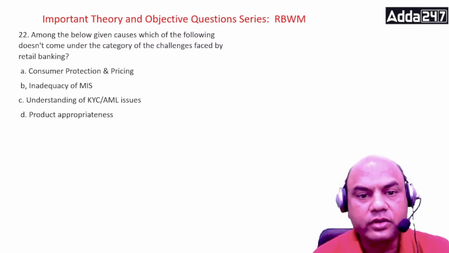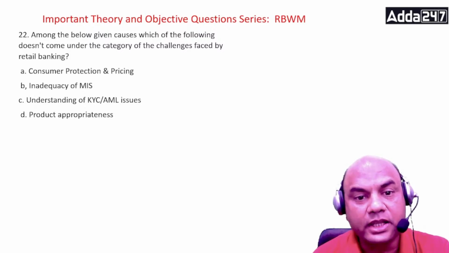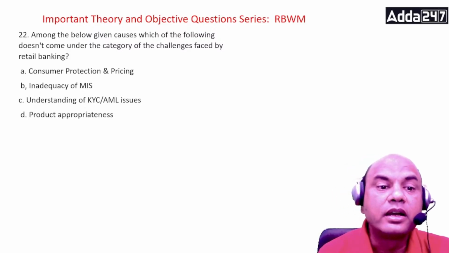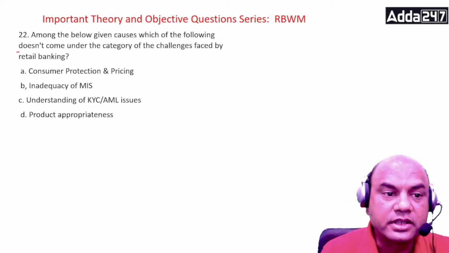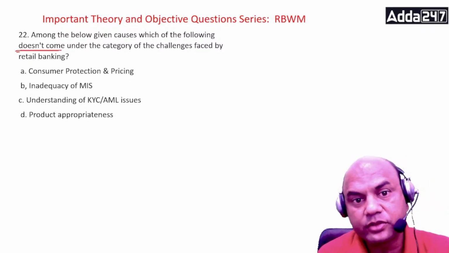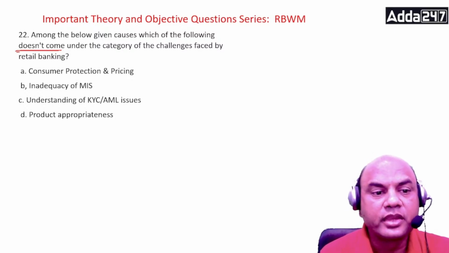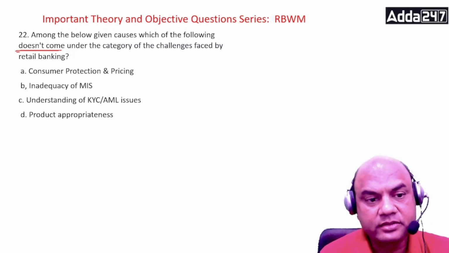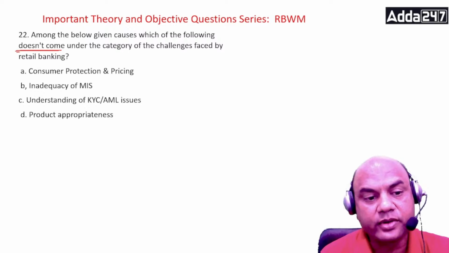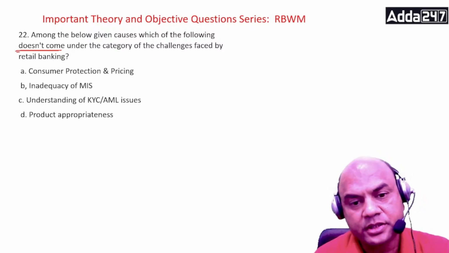Among the below given causes, which of the following doesn't come under the category of challenges faced by retail banking? Doesn't come. Remember this. Again, you want the false one. That's why I say you focus on the question. Challenges faced by retail banking: consumer protection and pricing, inadequacy of MIS, understanding the KYC AML issue, and product appropriateness. Which of them is not the challenge?